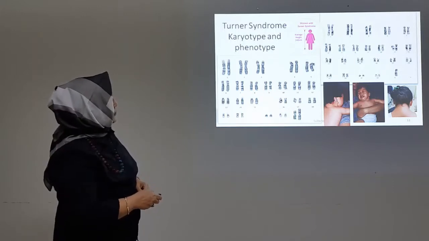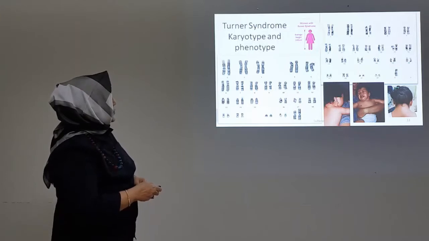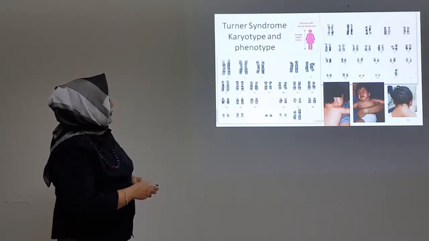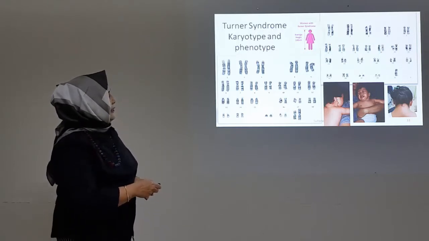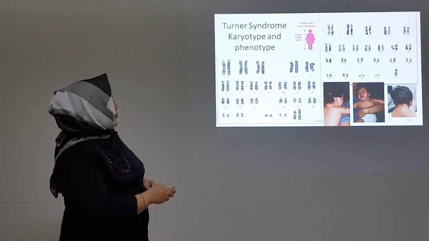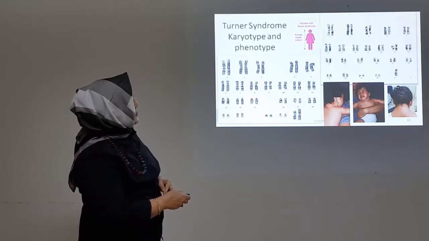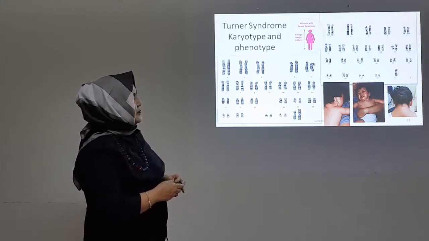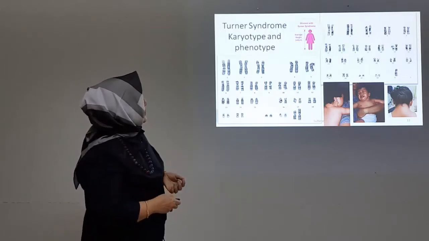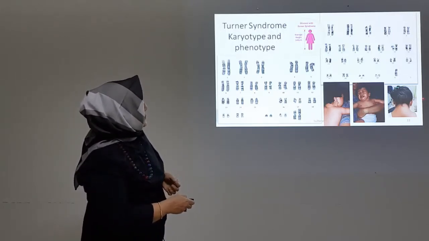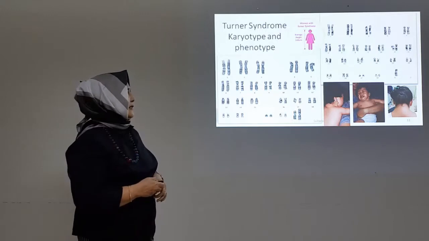karyotype. They have very typical of pterygium colli, yeah? So extra skin in the neck, and also posterior low hairline. You see the hair come up until the neck, and then also widespread of nipples, so the nipple is a bit far from each other, and this is the same, yeah, with posterior low hairline. Next one.